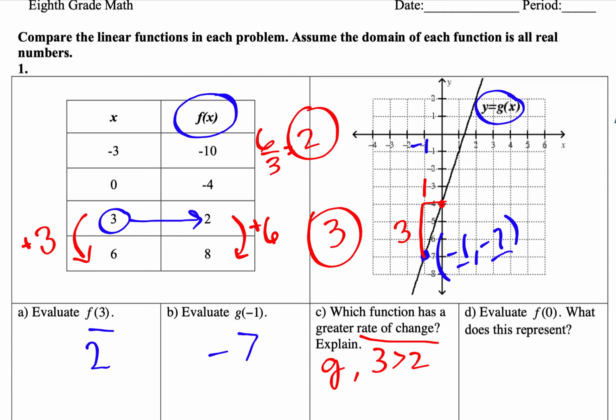And then D, evaluate f of 0. What does it represent? All right, f of 0, we need to find the input of 0, and it goes to -4. And what does it represent? Well, it's going to represent the y-intercept of the f function.